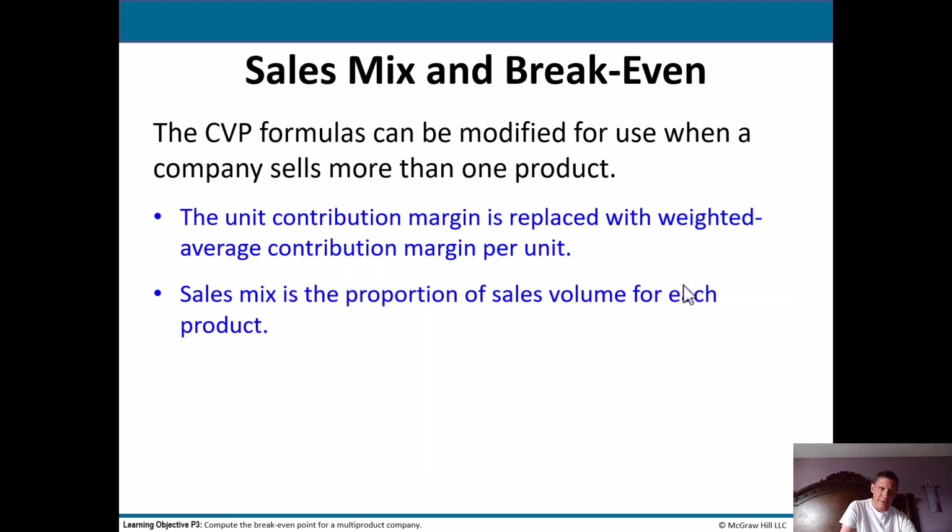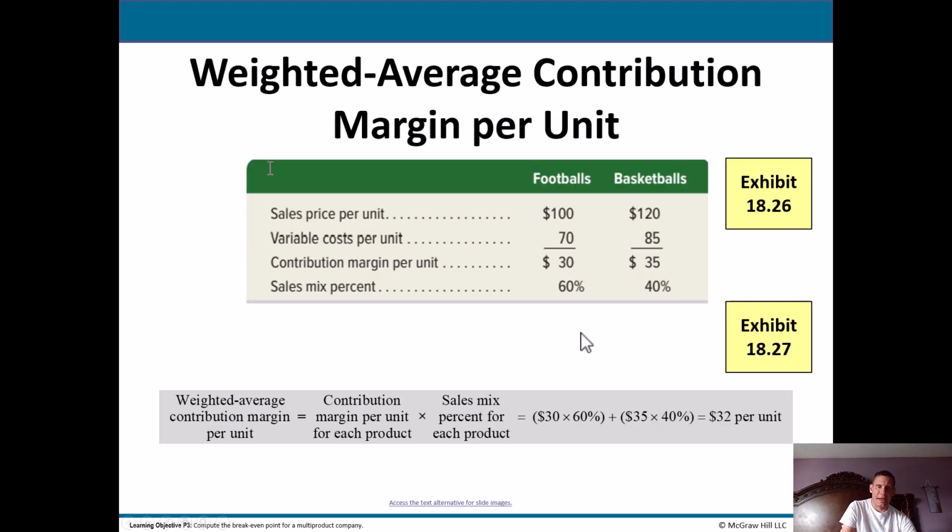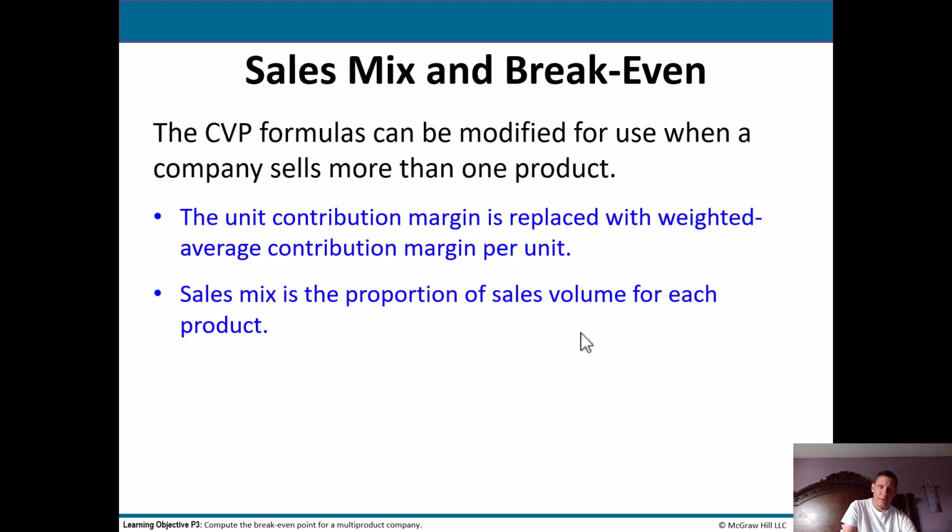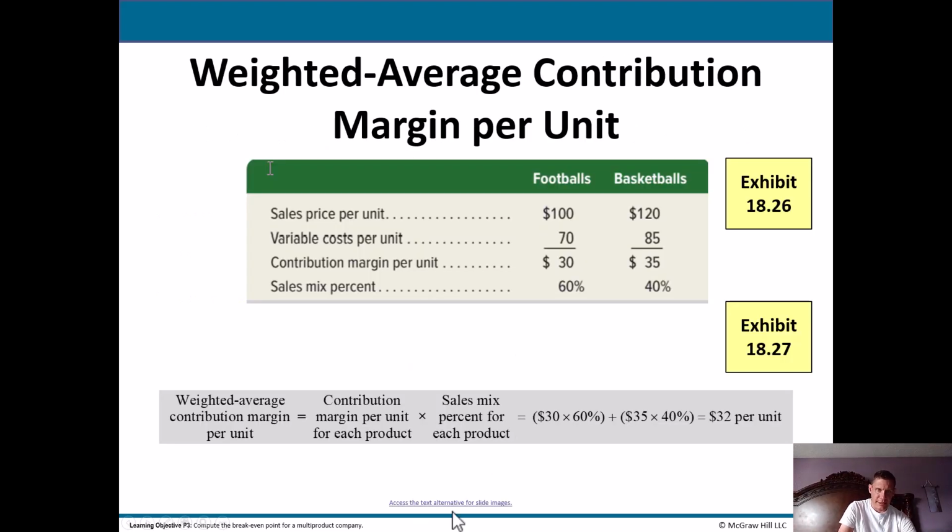So we can modify the CVP formulas for when a company sells more than one product, which of course is more realistic. So the unit contribution margin is replaced with weighted average contribution margin per unit. So sales mix is the proportion of sales volume for each product. So as an example, whenever you read something like this, it always makes it sound way more difficult, as you will see, than it really is.